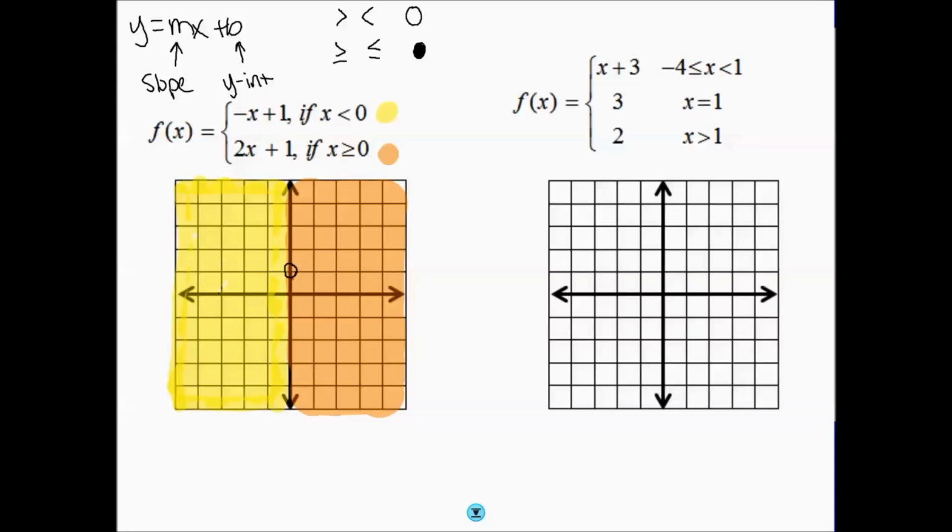Then usually we go down 1 and right 1 to do a slope of negative 1, but we can't graph that direction into the orange section. We need to go up 1 and left 1 to stay in the yellow section. Then we can connect our dots.